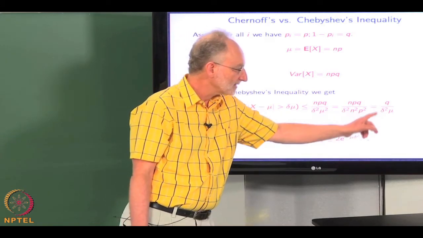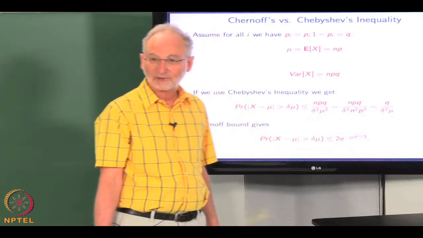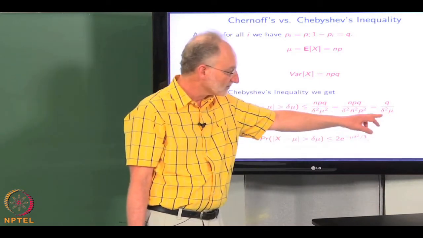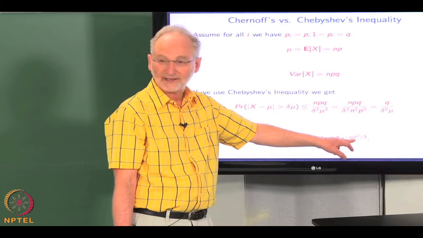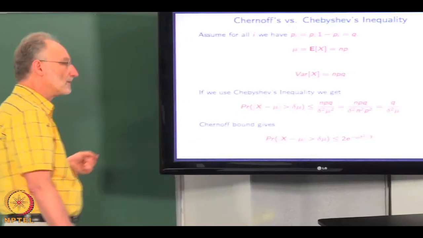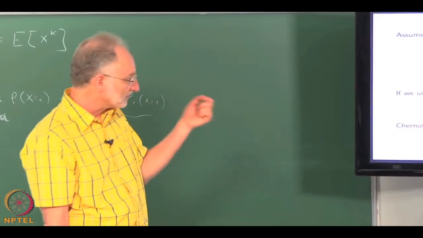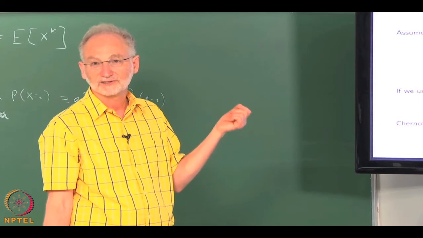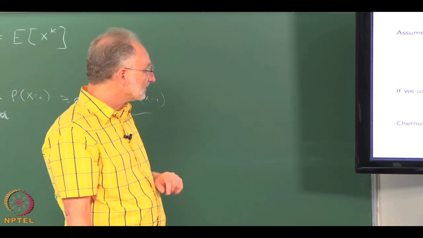So the delta square mu appears in both cases. It's the same one. Only here it appears as 1 over that, and here it's minus that in the exponent. So the real measure of convergence is the expectation times the deviation square.